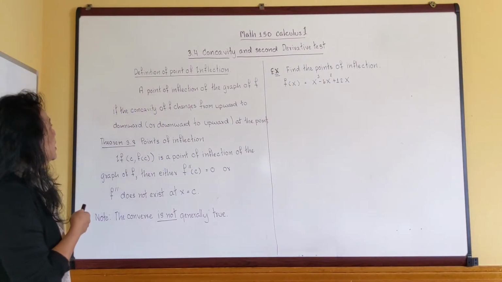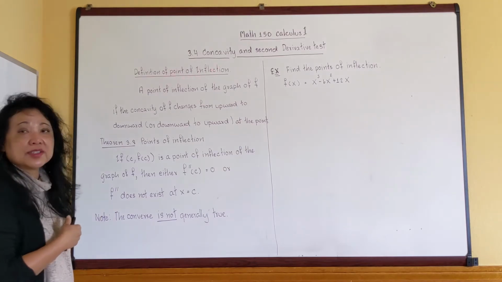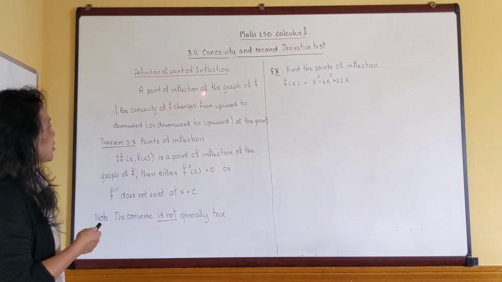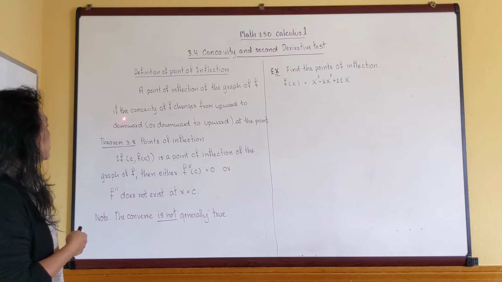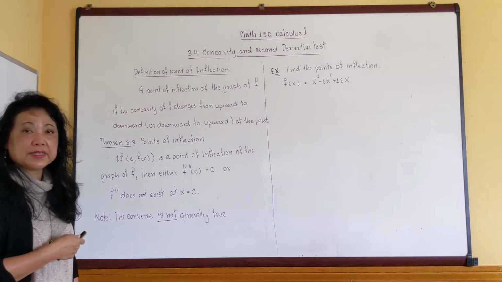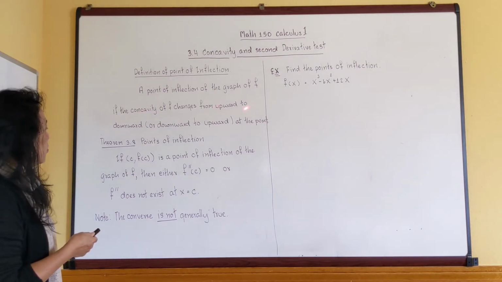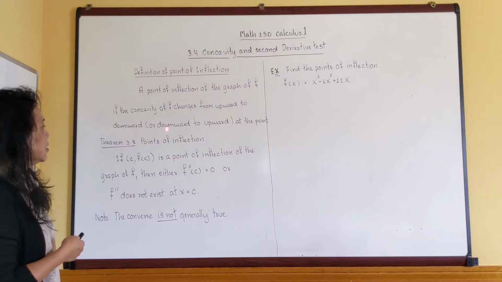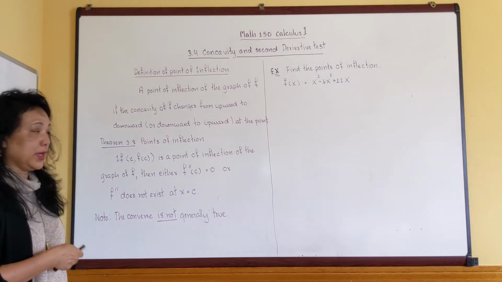Alright, let's look at the next definition. The definition of point of inflection. A point of inflection of the graph of f is a point where the concavity of f changes, either from upward to downward or from downward to upward.